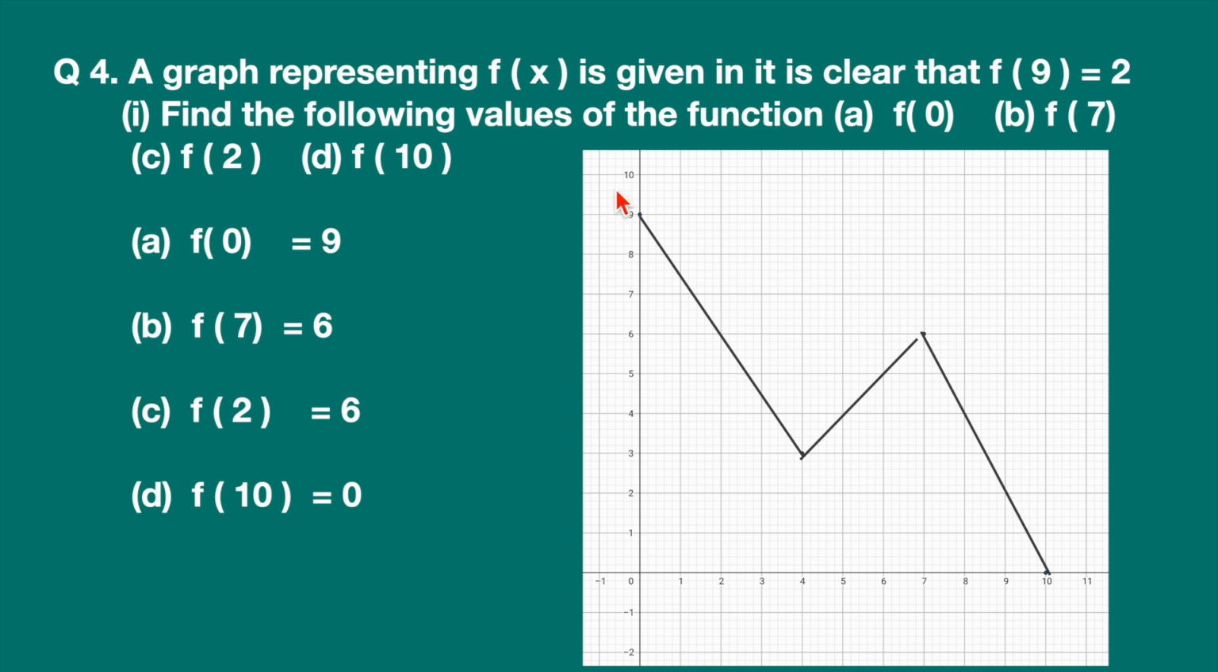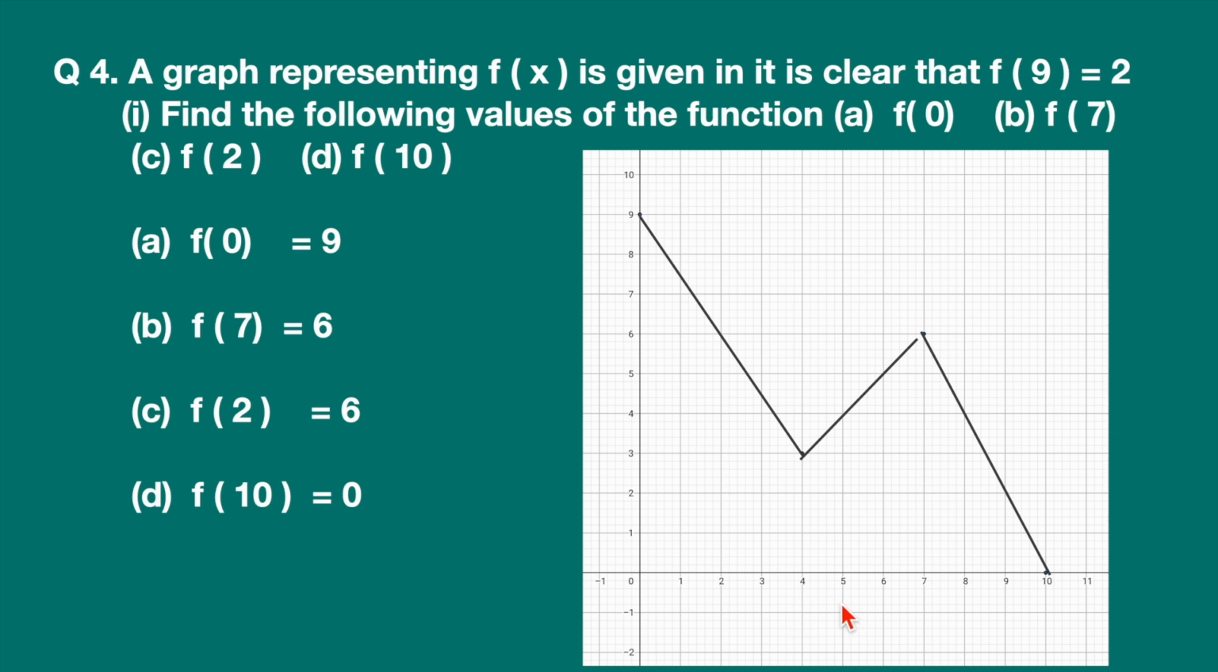Okay. Now they are asking us to find f of 0. Let's take f of 0. That is, the x value should be 0. We know that the x value is 0 here at this point, origin. And look at the graph is touching here, y-axis at this point. So this is 9. f of 0 is 9.